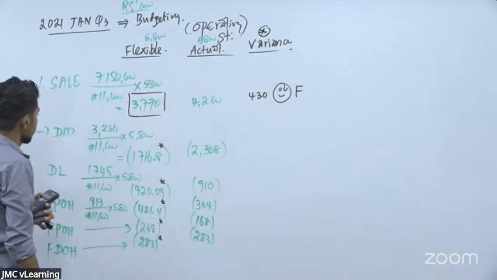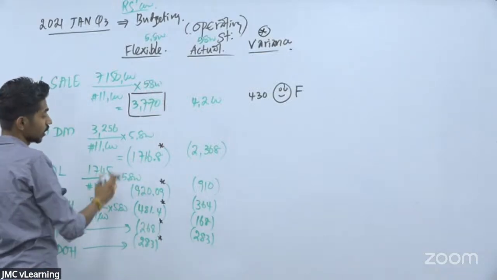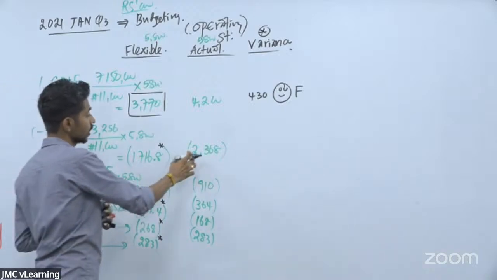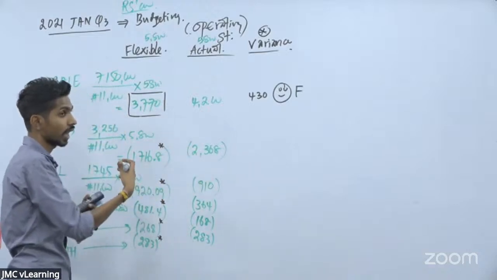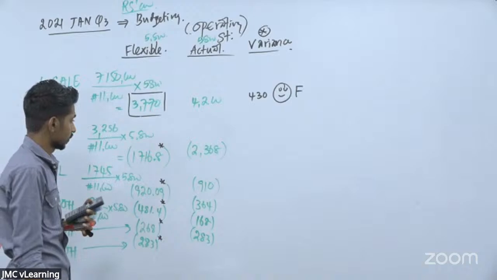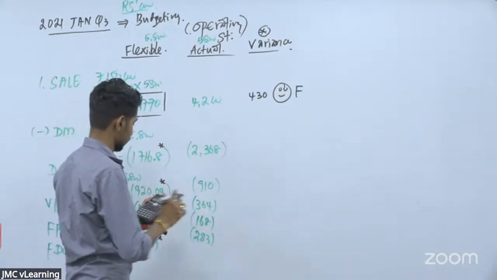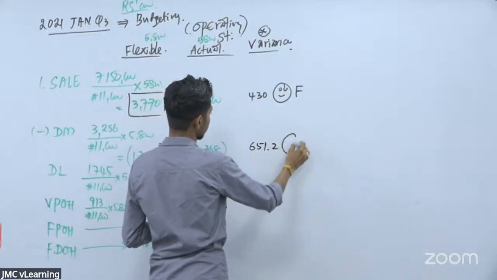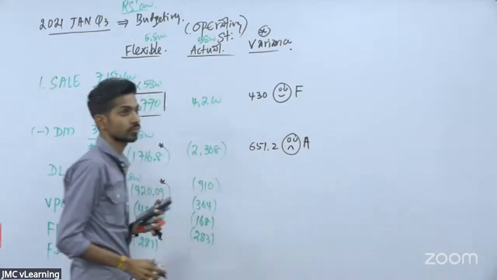Thereafter, direct material cost based on the flexible figures should be 1,716.8. But actually, we incurred more than the expectation. That is adverse. How much? 651.2. That is adverse, the negative sign.